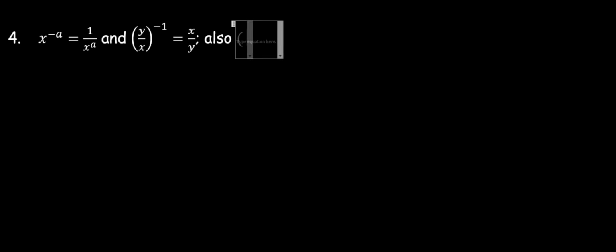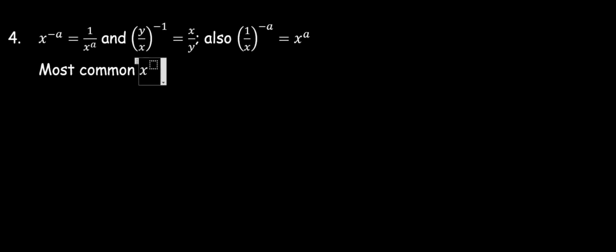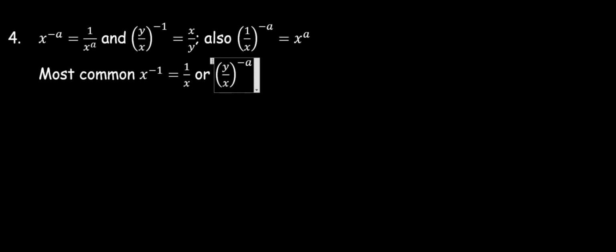Another law, number 4. X raised to power minus A is equal to 1 over X raised to power A. And a further illustration of that law, we have bracket open Y over X bracket close raised to power minus 1 is equal to X over Y. Also, bracket open 1 over X bracket close raised to power minus A is equal to X raised to power A. The most common one is X raised to power minus 1 is equal to 1 over X. Or bracket open Y over X bracket close raised to power minus A is equal to bracket open X over Y bracket close raised to power A.